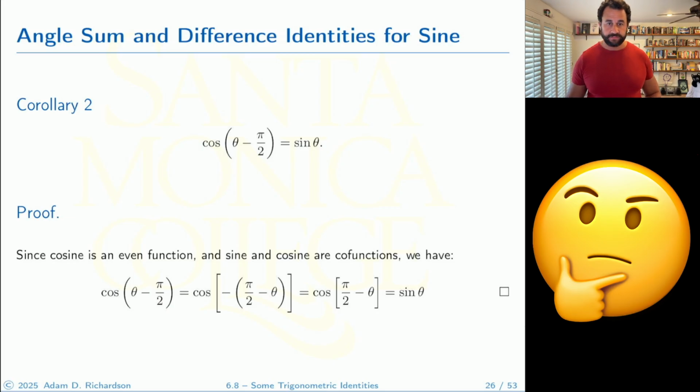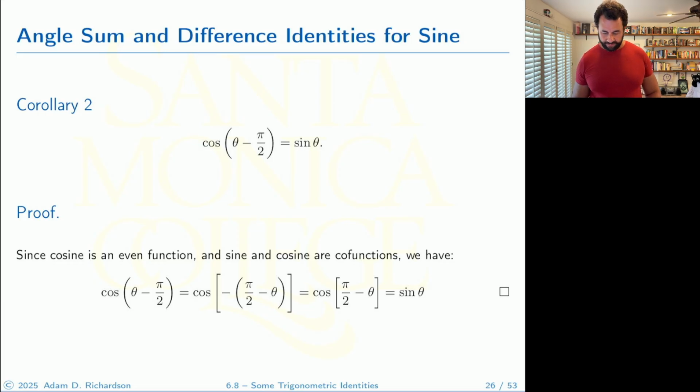Okay. All right. Now, cosine is an even function. That means that cosine of a negative angle is the same as cosine of the positive angle. So this negative essentially disappears. But because cosine and sine are cofunctions, this is equal to sine of theta. And we just showed that this is true. This is really just a little technical lemma that'll help us prove the angle sum and difference identities for sine, as we're going to do right now.